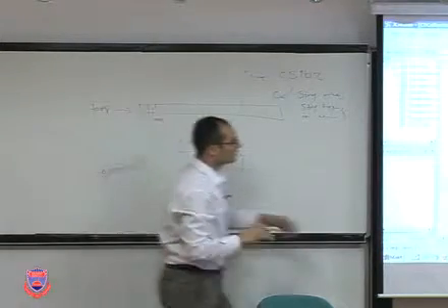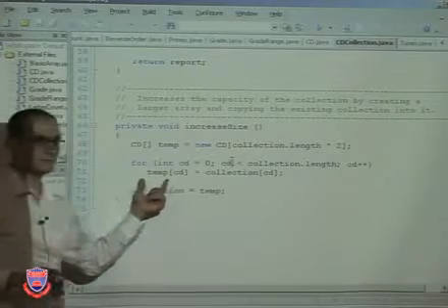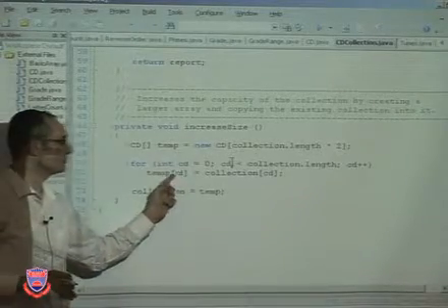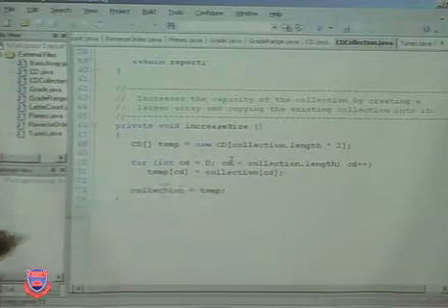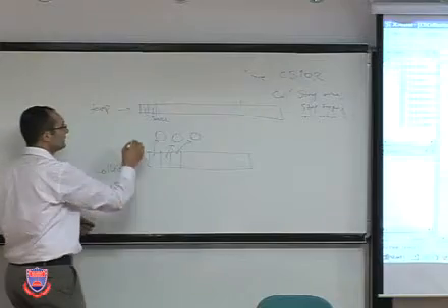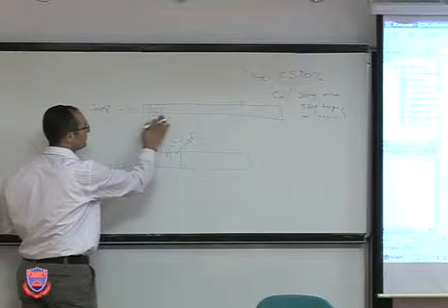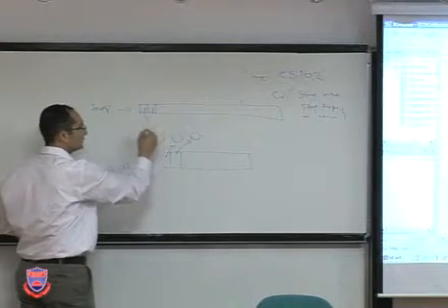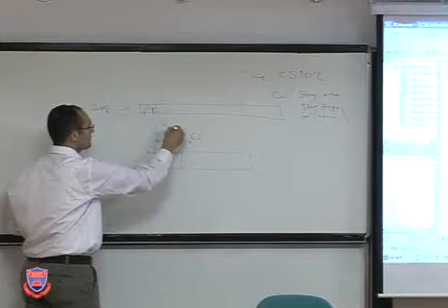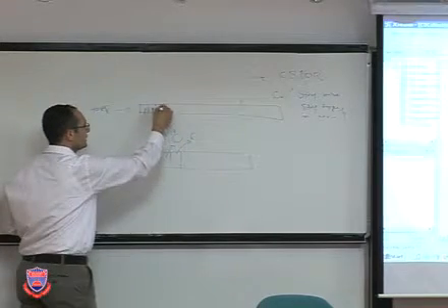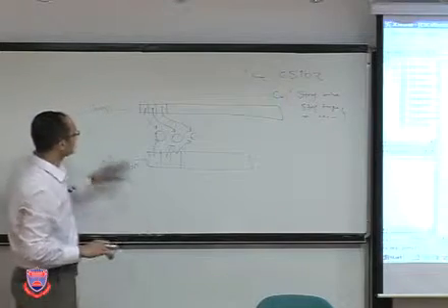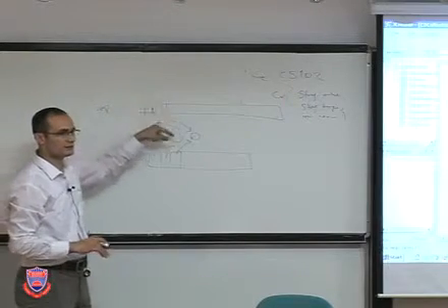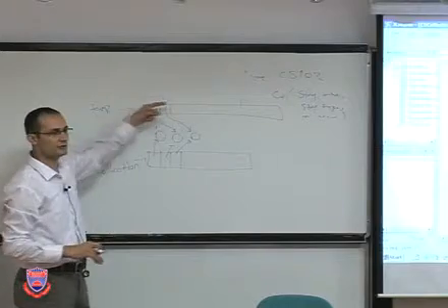So what do I do in the loop? I say that my temp's first entry will point to whatever the collection's first entry is pointing to. So the first entry will be pointing to the first one. And then you will associate the second entry pointing to the second one. And then the third index will be pointing to the third CD object. So now I copied all my references, the CD references, to this new temp array.